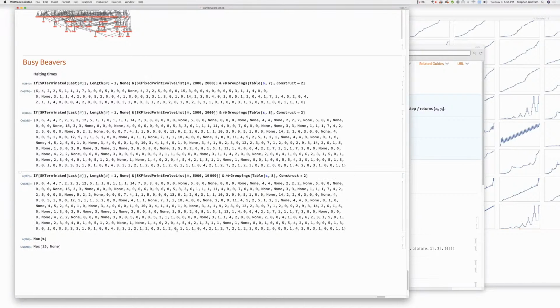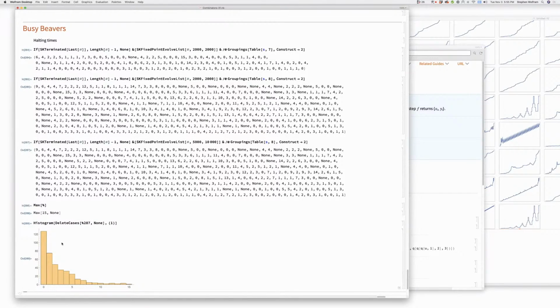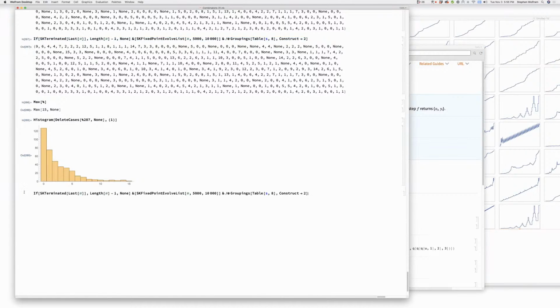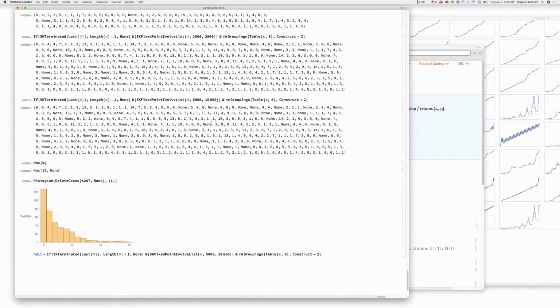I'm actually curious now: if I delete cases of this, 287, none, and make a histogram. Okay, so that's the halting time distribution for those things. Let's keep going here. Now remember, we might have missed a busy beaver. We might have missed a thing that busily works for a long time and then dies off, because one of these nones might be incorrect. It might not, in fact, survive forever.